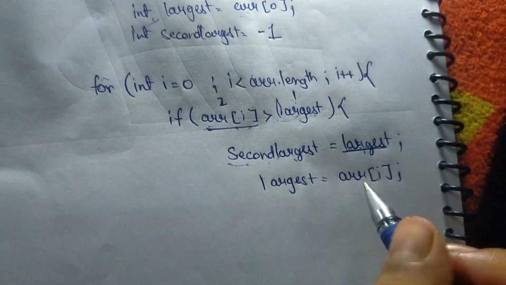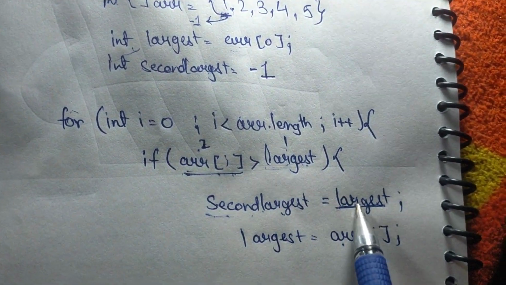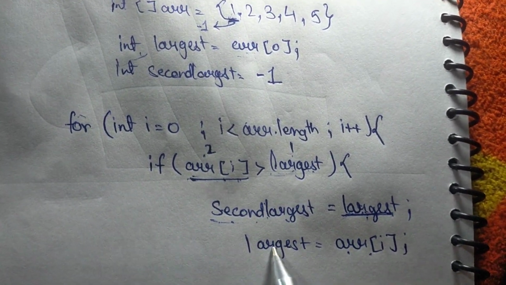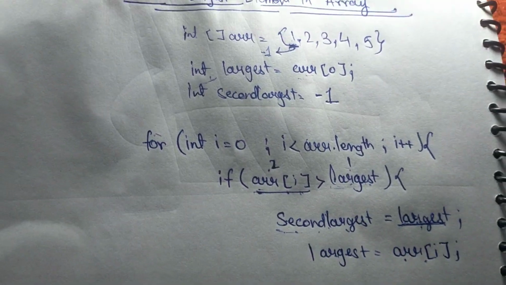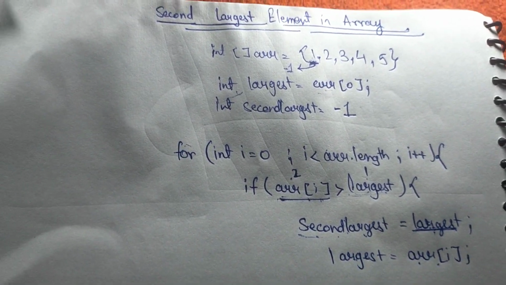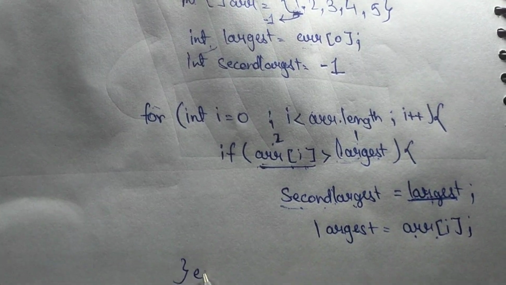Why? Because now the array of i element is 2. First of all I am assigning 1 to the second largest, then I am assigning 2 to the largest. Now the largest becomes 2 and the second largest becomes 1. So it is easy to understand. After that we apply an else if condition.